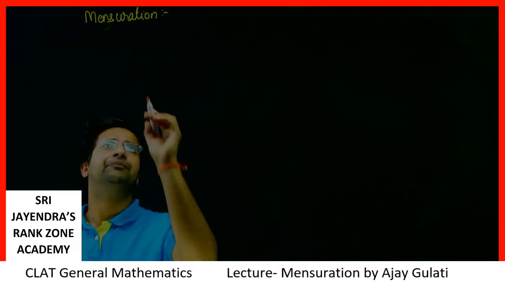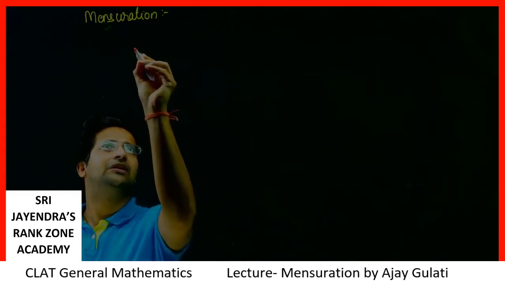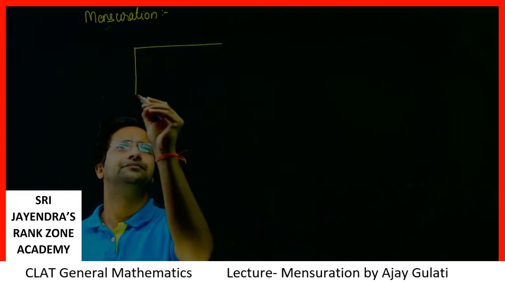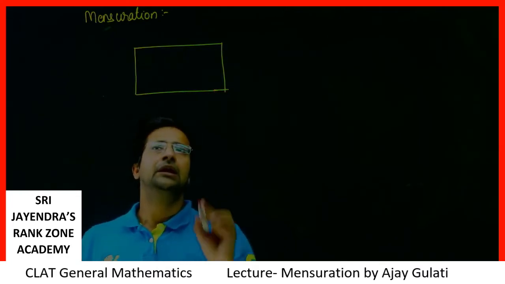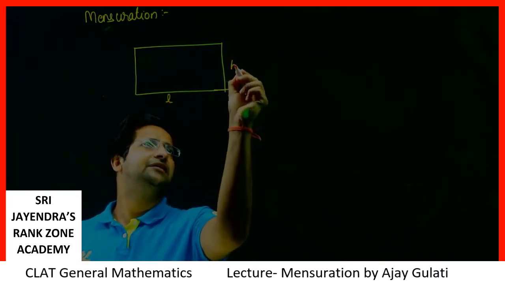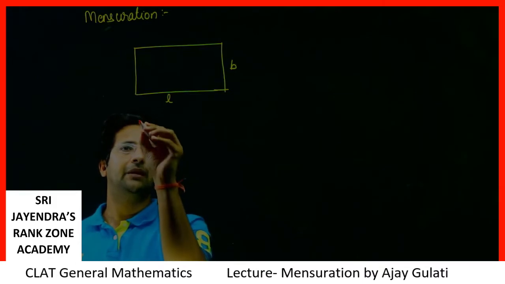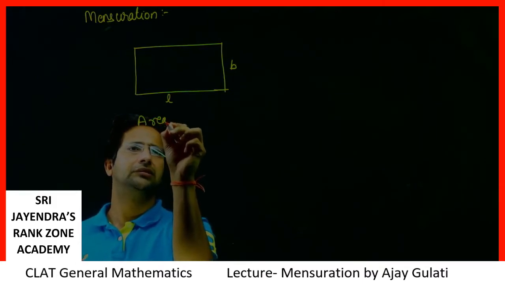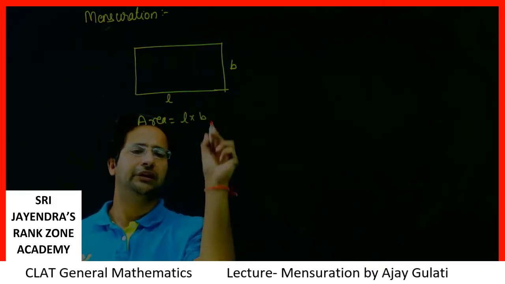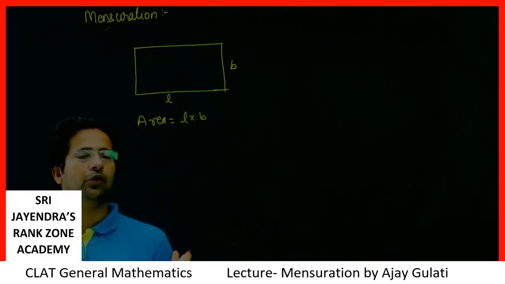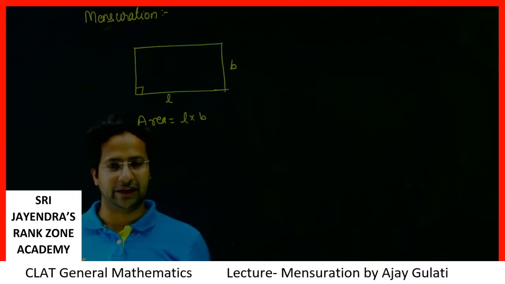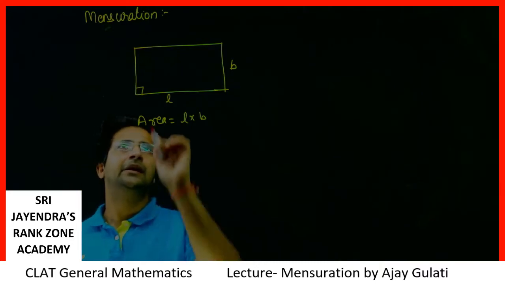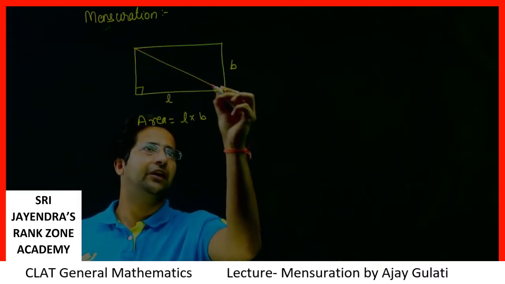First of all, let's say what is the area of a rectangle. This is a rectangle. If this is its length, this is its breadth, so the area becomes length into breadth. I hope you got it. Area is equal to length into breadth. This angle is 90 degree in a rectangle. Then this is the diagonal of a rectangle.